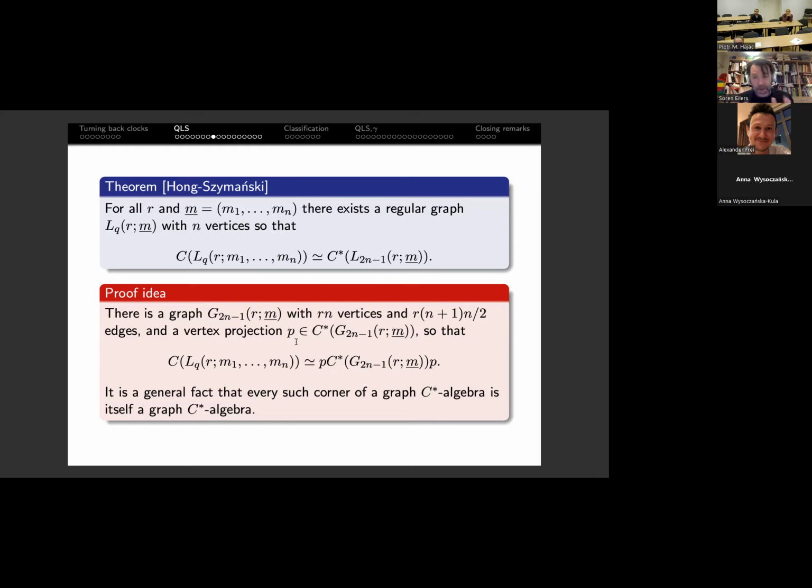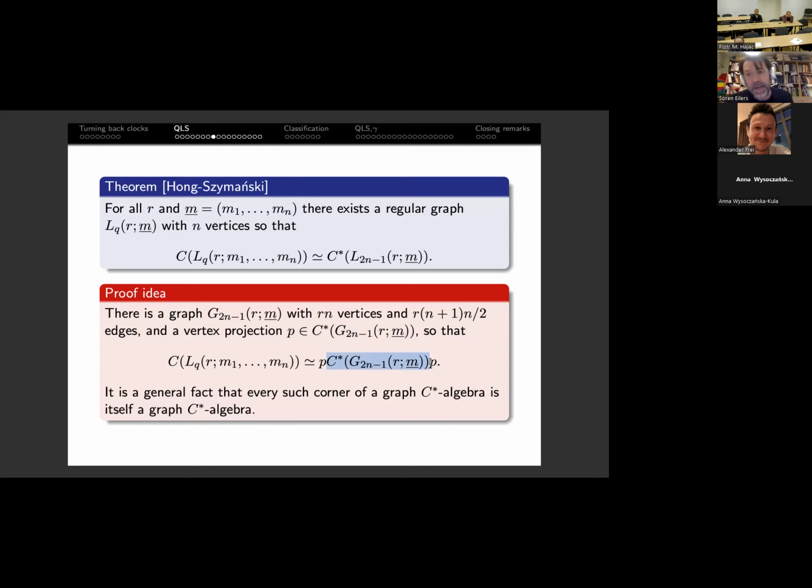So you take this more regular graph. I'll show you what it looks like in a second. I'm calling it G. This will give you this graph C-star algebra, and this is somehow too big. So there's a canonical projection, which you get by adding up the canonical projections for some of these vertices. I'll show you in a second. Then you cut down to that corner, and that gives you exactly the right thing.